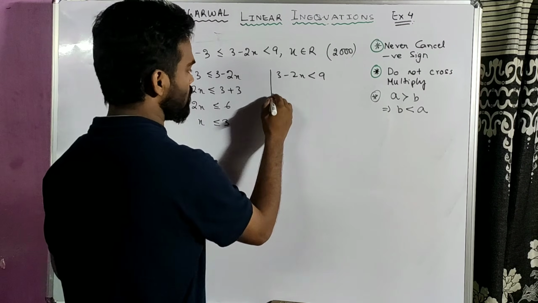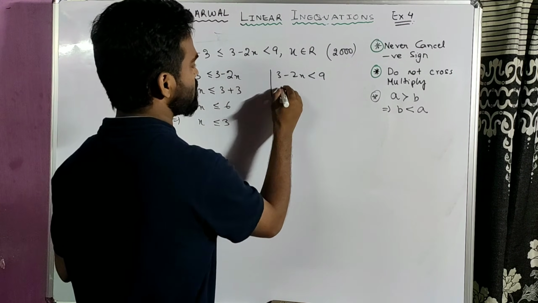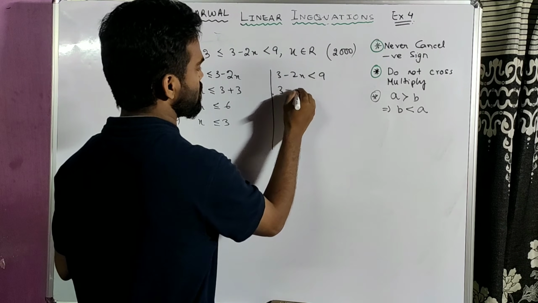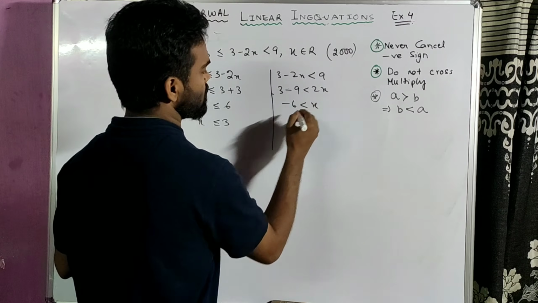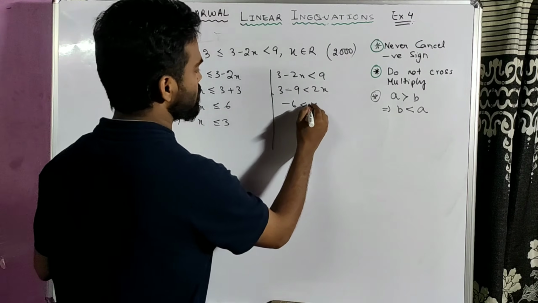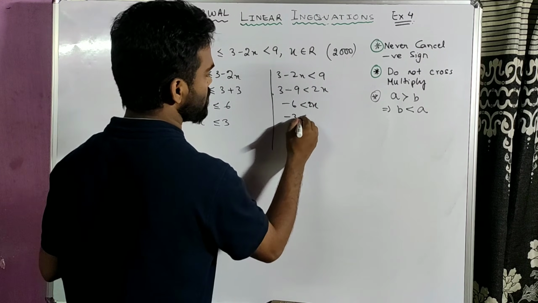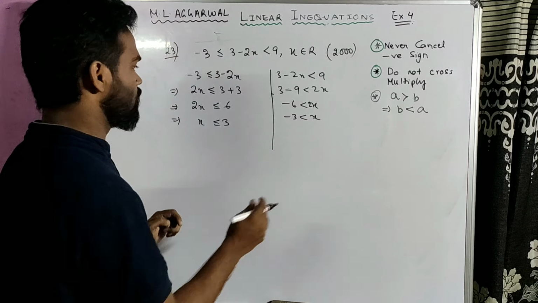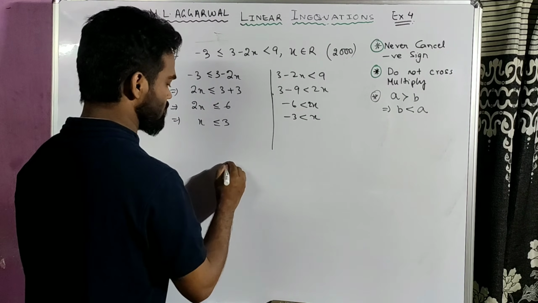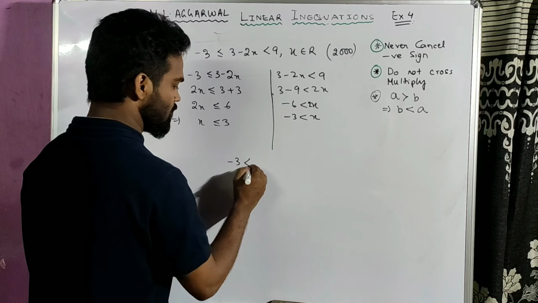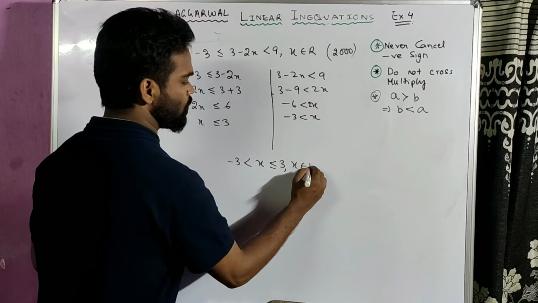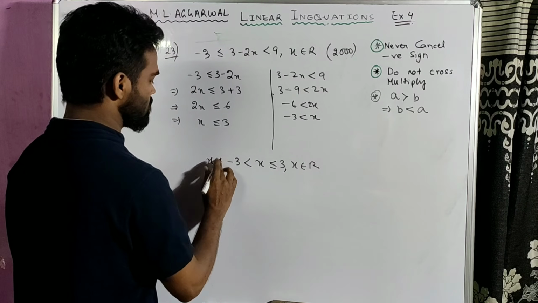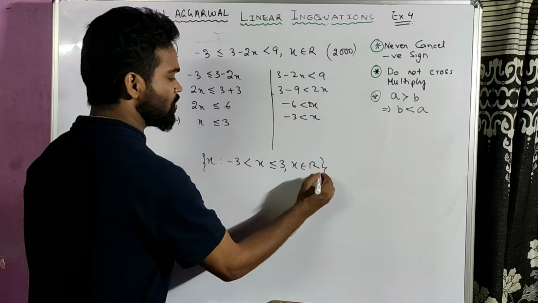Over here, if you look carefully, can I write, I'll take x on that side, okay. So this becomes this, so minus 6 is, this is 2x, so minus 3 less than x. Now look over here, if you combine this, can we write minus 3, the smaller one first, less than x, less than or equal to 3, and x belongs to what? Real number. x is such that. So this is our solution set.